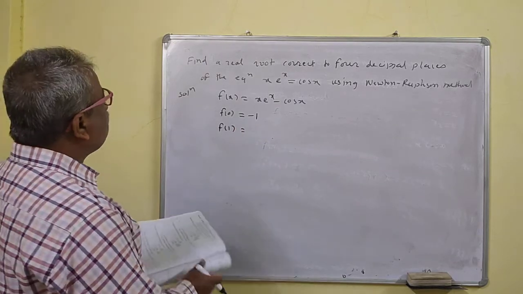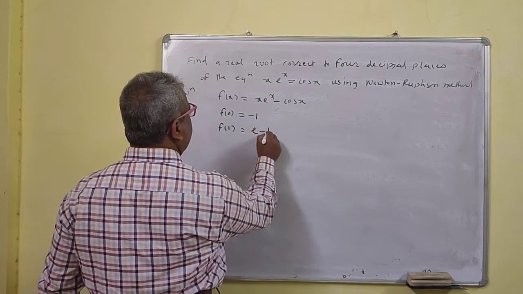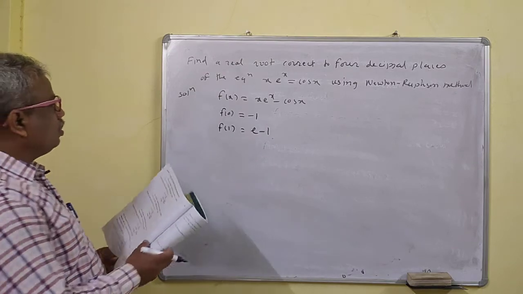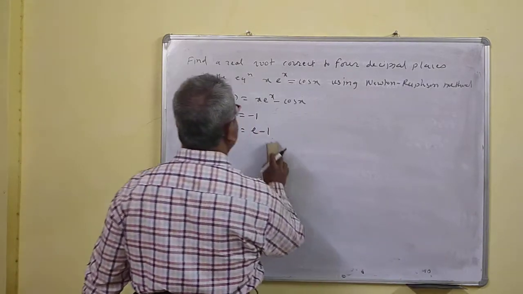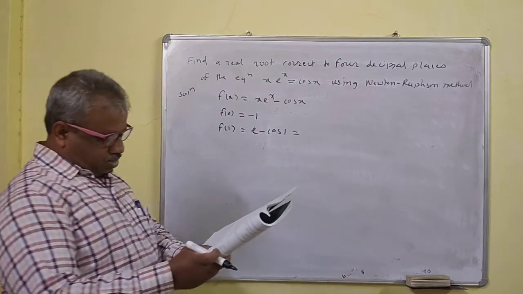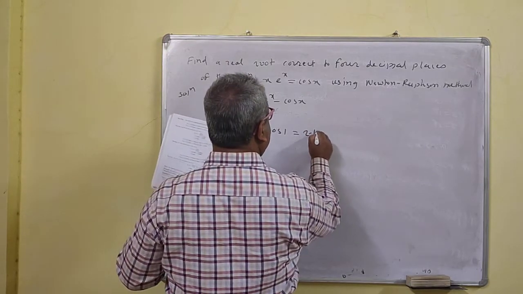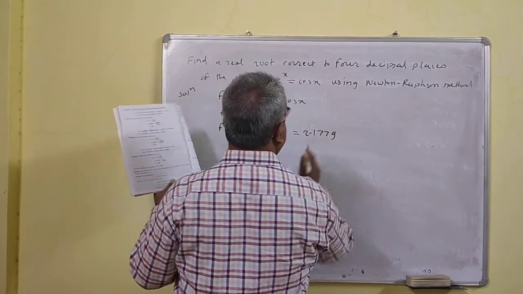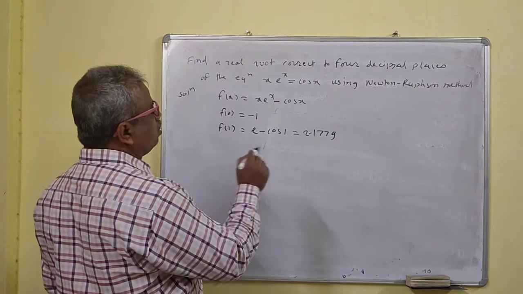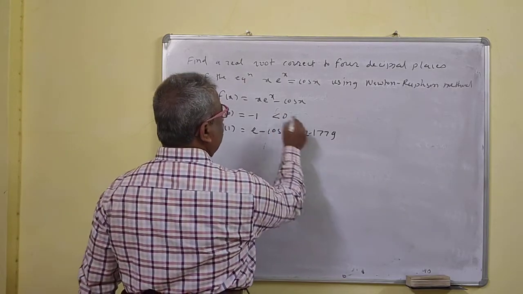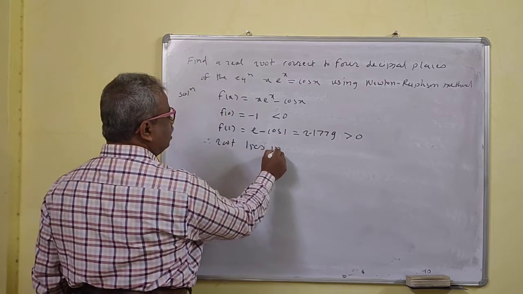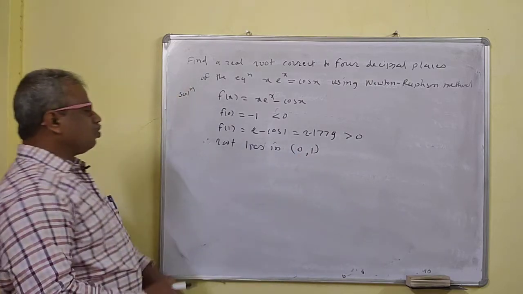What is the f of 1 now? F of 1 is e minus cos of 1. So the value of cos of 1 you can only find with the help of a scientific calculator. This value is 2.179. Okay, so that means your root lies, so therefore this is less than 0 and this is greater than 0. Therefore the root lies in 0 1. Root lies in 0 1.